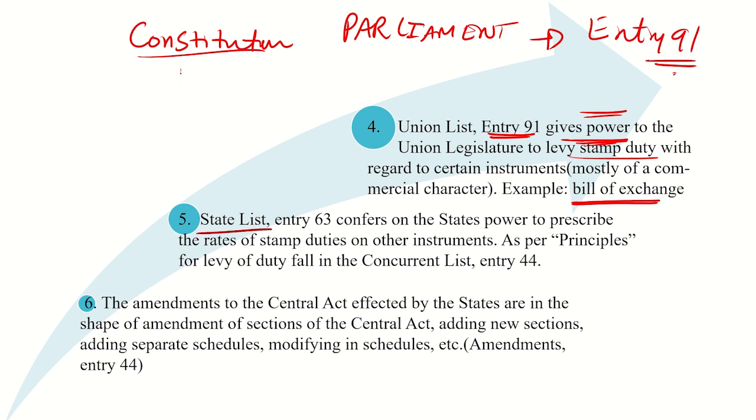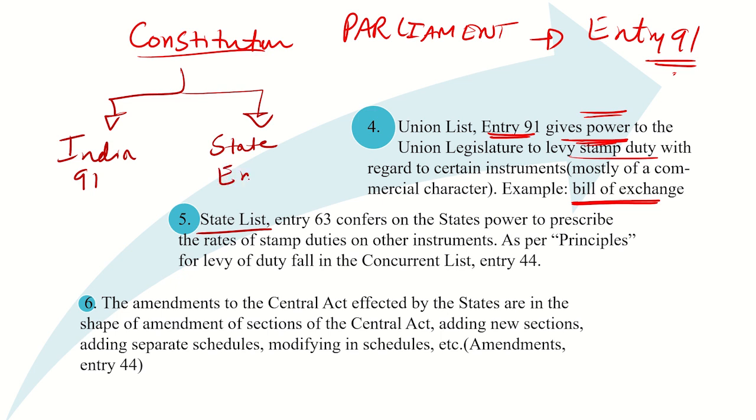That is why I told you, in our country the Government of India has power under entry number 91 of the Union List, and also every state government. So we have the Tamil Nadu Stamp Act, Karnataka Stamp Act, Andhra Pradesh Stamp Act, Maharashtra Stamp Act. Every state has its own act relating to stamp because of entry number 63 of the Constitution of India.